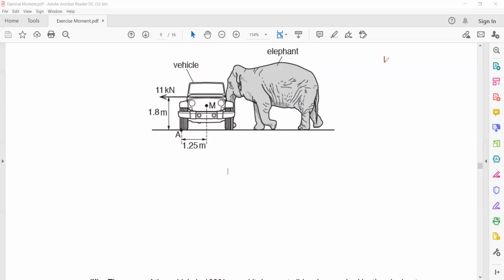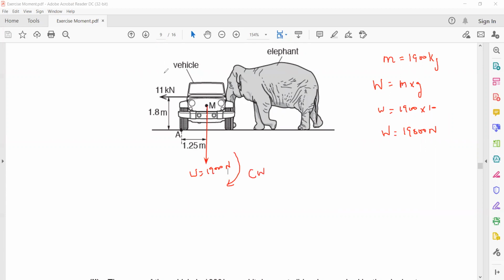The mass of the car is given in the question. The mass of the car is 1900 kilogram. So what will be the weight of this car? Weight is mass multiplied by gravity. So mass is 1900 and gravity is 10. So the total weight of the car will be 19,000 Newton. And weight will act at the center. So this is the weight of the car, which is 19,000 Newton, and the weight is trying to cause a clockwise moment.